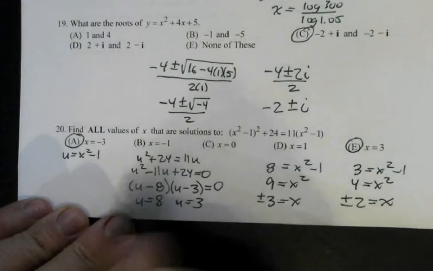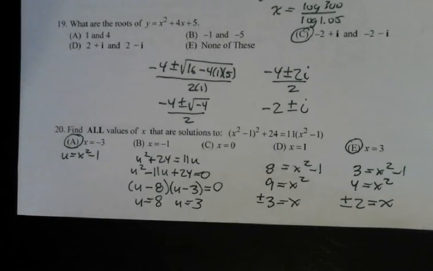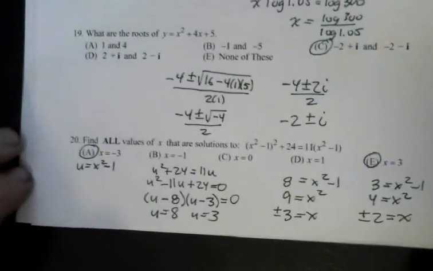I don't have those choices. If 2 and negative 2 were on that list, I'd be circling those as well. So you've got to be careful, make sure your answers are actually there.